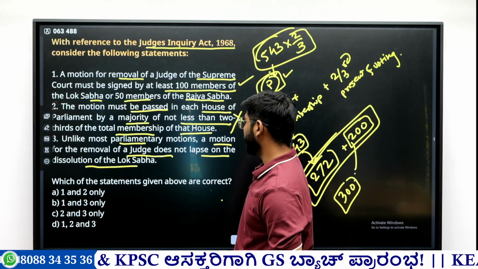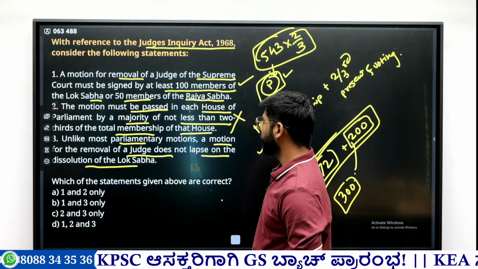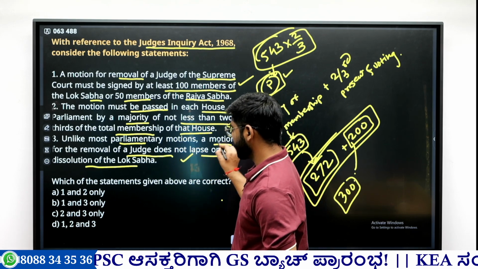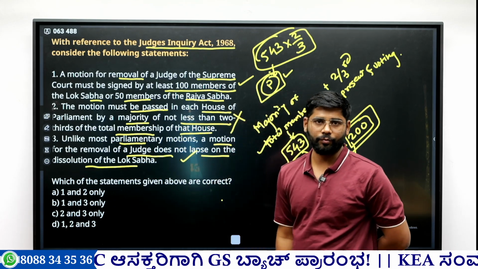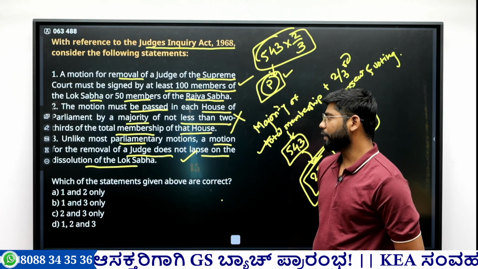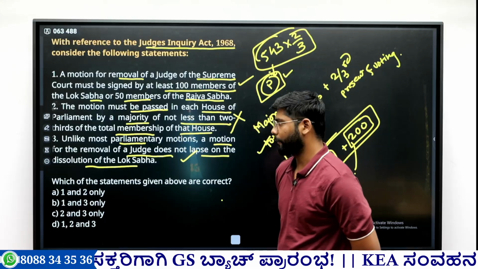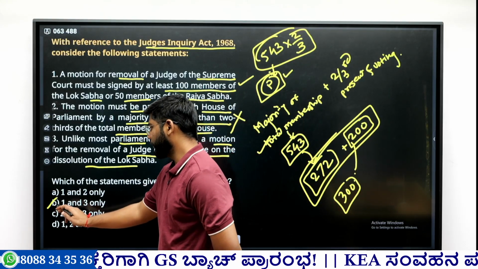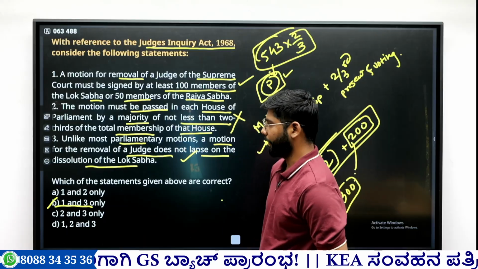Then, unlike most parliamentary motions, a motion for removal of judges does not lapse on the dissolution of Lok Sabha. Yes, this is a fact, a side note given in Lakshmikant, that a motion for removal of judges does not lapse on dissolution of Lok Sabha. Okay, so the correct option here is B, that 1 and 3 are correct.